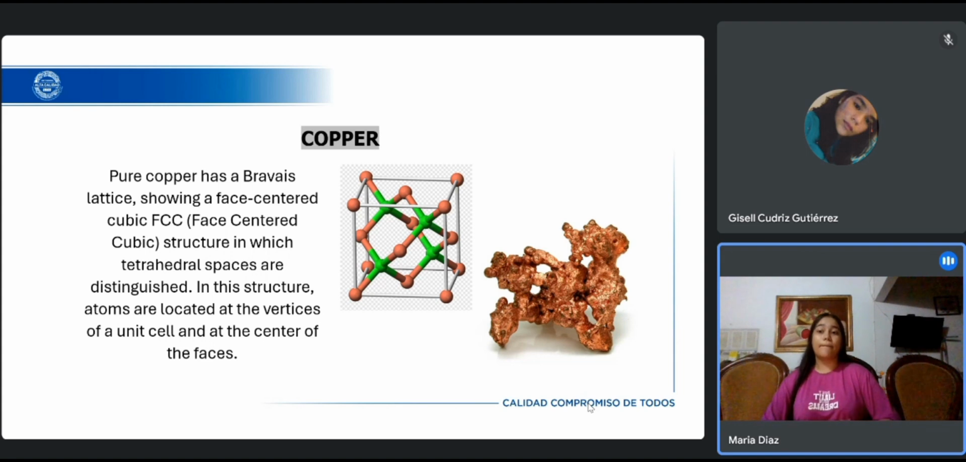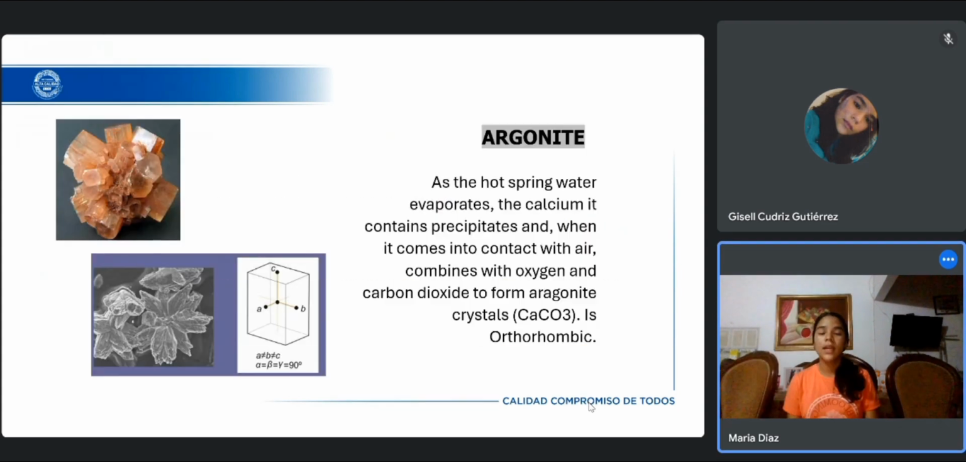Pure copper has a Bravais lattice, showing a face centered cubic, FCC, structure, in which the three spatial directions are distinguished. In the structure, atoms are located on the vertices of a unit cell and at the center of the faces. Finally, there is aragonite. As the hot spring water evaporates, the calcium it contains precipitates, and when it comes into contact with air, it combines with oxygen and carbon dioxide to form aragonite crystals.